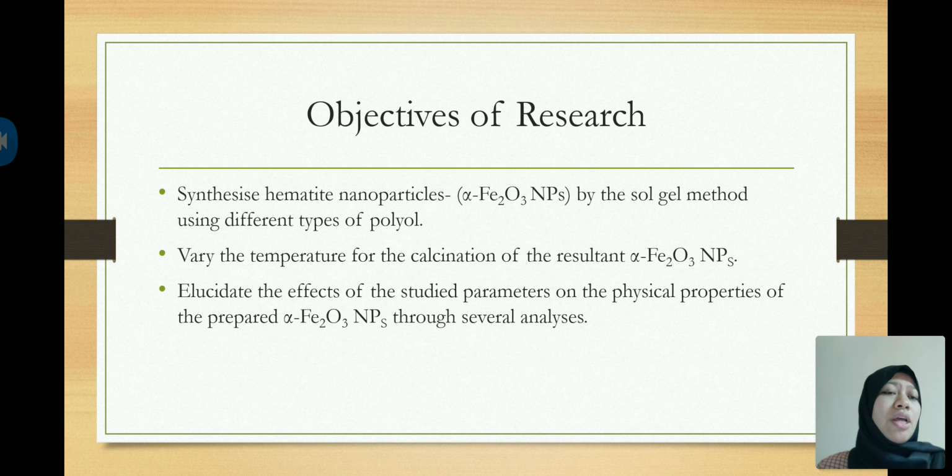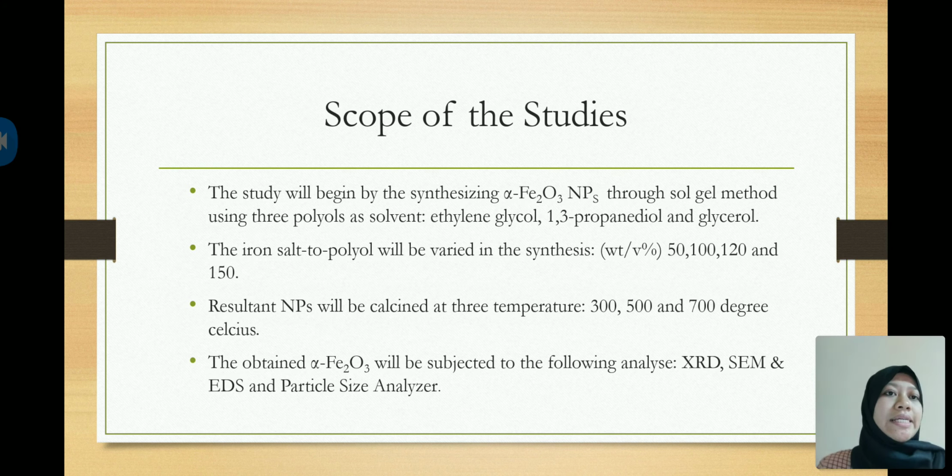There are three objectives of this research. First, to synthesize hematite nanoparticles, which is alpha iron oxide nanoparticles, by the sol gel method using different types of polyol. Second, to vary the calcination temperature of the resultant alpha iron oxide nanoparticles. And the last is to elucidate the effect of the studied parameters on the physical properties of the prepared alpha iron oxide nanoparticles through several analyses.